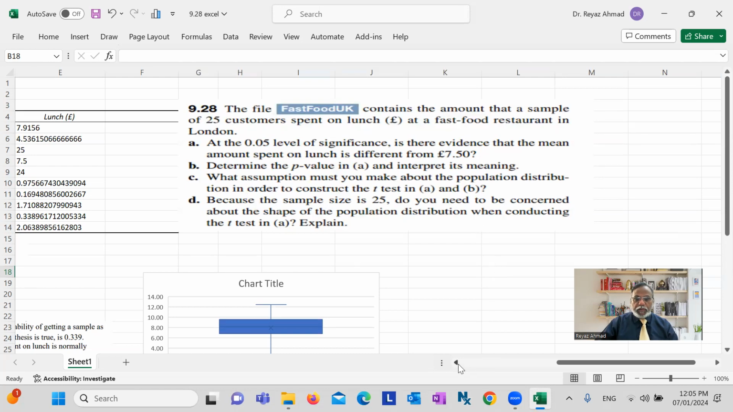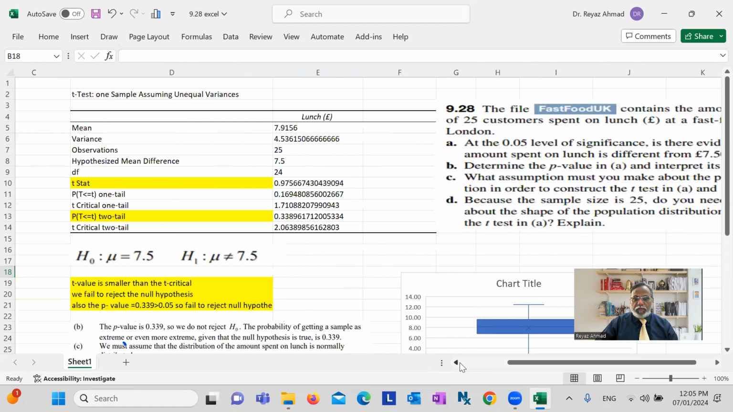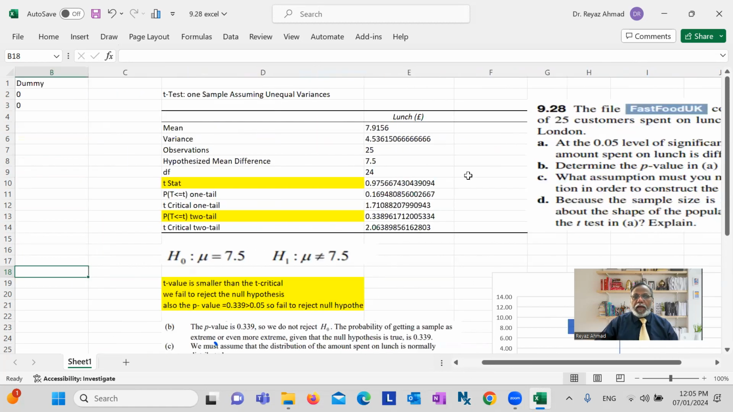So according to our method of testing of hypothesis, I will have to first decide the null hypothesis and the alternative hypothesis. In the question, they want me to check that the mean amount is not equal to, different from 7.5. So this mu not equal to 7.5 is going to be our alternative hypothesis. So accordingly, the null hypothesis will become mean equal to 7.5. So this is the first step to decide about the hypothesis.